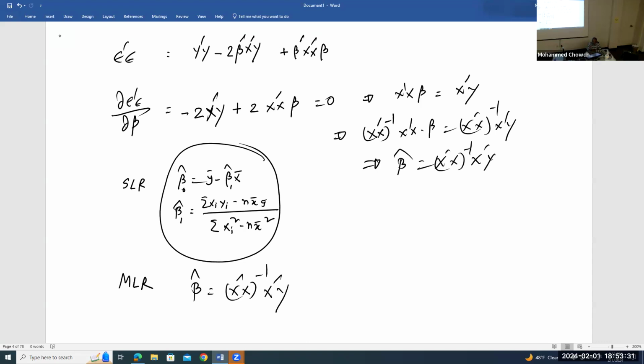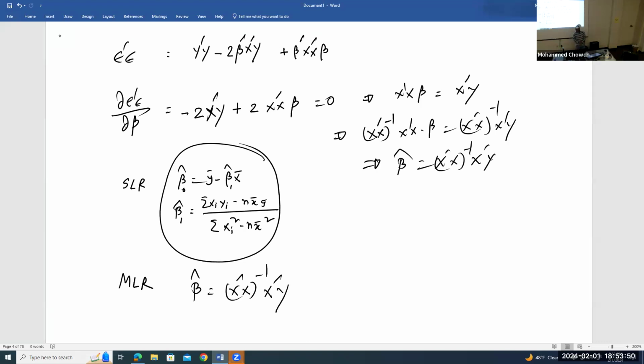Clear, right? So in the past 50 minutes, I spent time to convince you how linear regression comes into existence and how it extends to multiple linear regression. Okay?